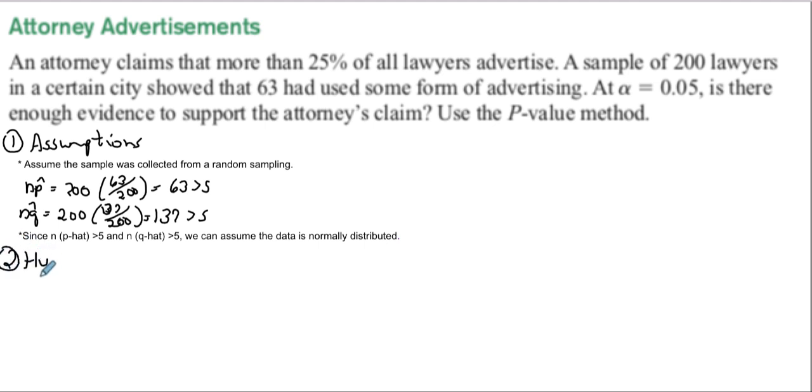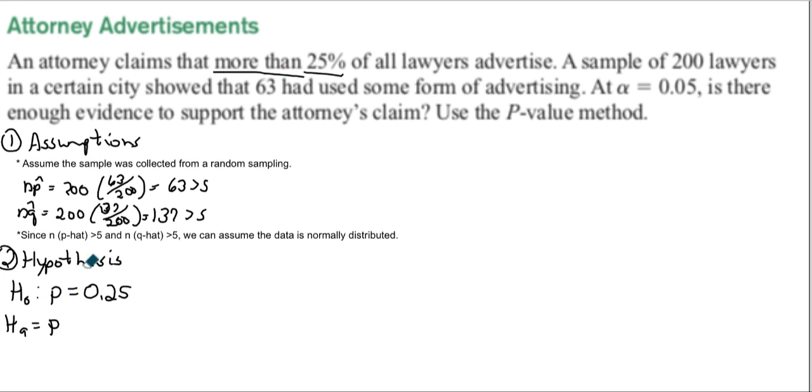Step 2 is hypothesis. So our null hypothesis would be that p is equal to 0.25. And our alternative hypothesis would look for a context word. We see the word that the claim more than 25% of lawyers. So p is greater than 0.25.